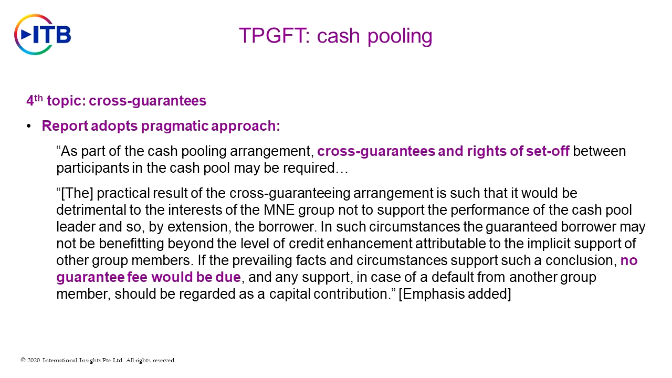And the fourth topic is cross guarantees. The report adopts a pragmatic approach. As part of the cash pooling arrangement, cross guarantees and rights of set-off between participants in the cash pool may be required. The practical result of the cross guaranteeing arrangement is such that it would be detrimental to the interests of the MNE group not to support the performance of the cash pool leader, and so by extension the borrower.